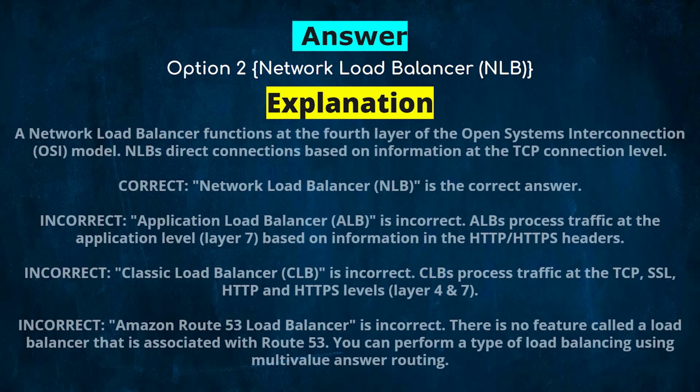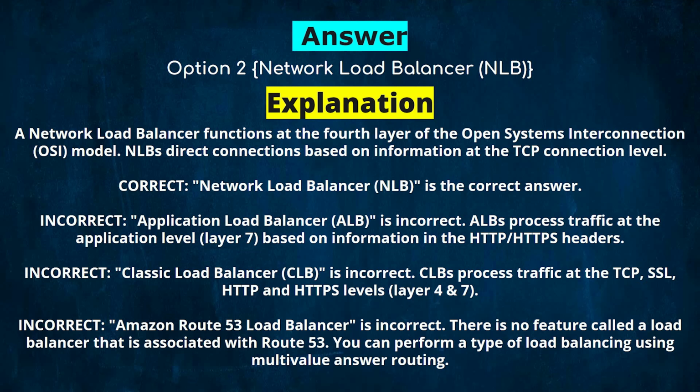Explanation: a Network Load Balancer functions at the fourth layer of the Open Systems Interconnection, OSI, model. NLB directs connections based on information at the TCP connection level. Network Load Balancer, NLB, is the correct answer. Application Load Balancer, ALB, is incorrect. ALBs process traffic at the application level, layer 7, based on information in the HTTP or HTTPS headers. Classic Load Balancer, CLB, is incorrect. CLBs process traffic at the TCP, SSL, HTTP and HTTPS levels, layer 4 and 7.